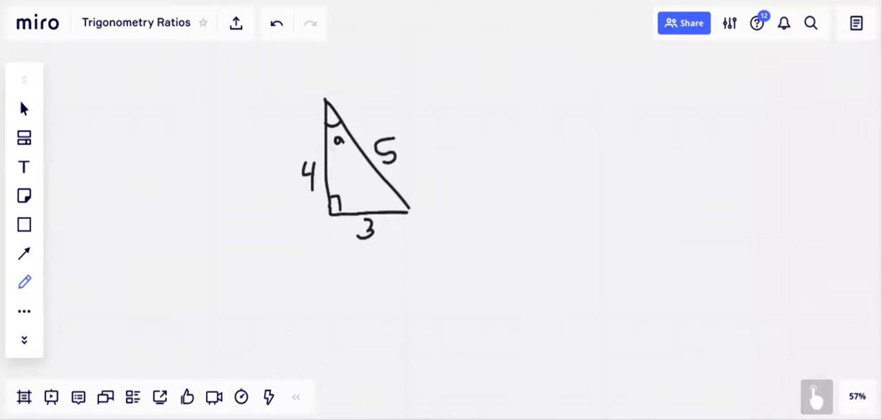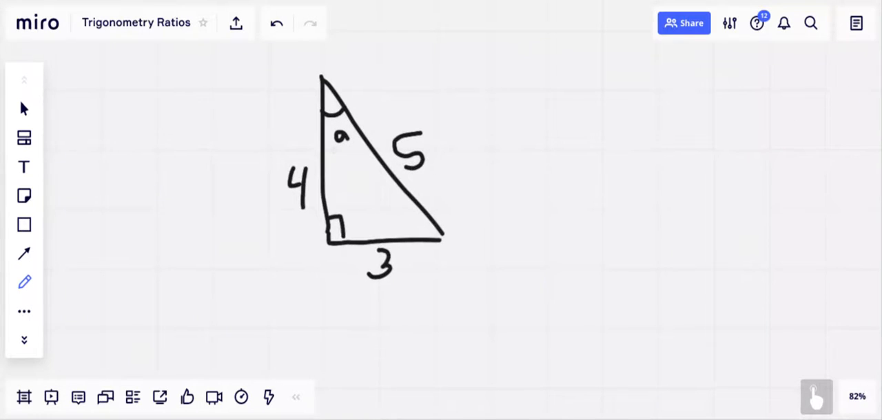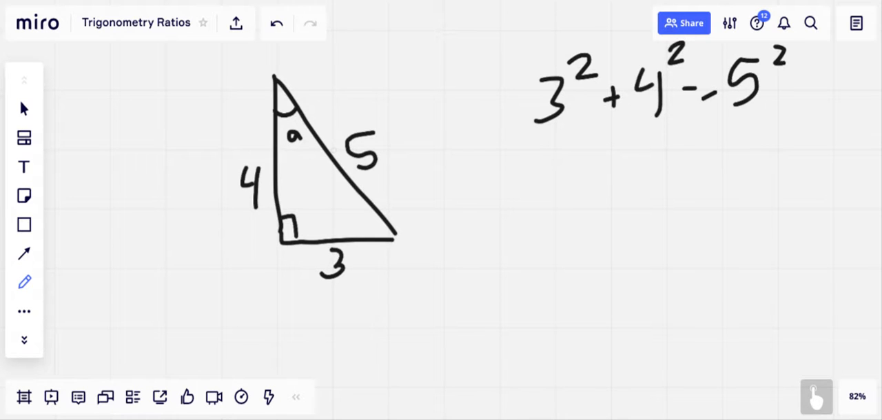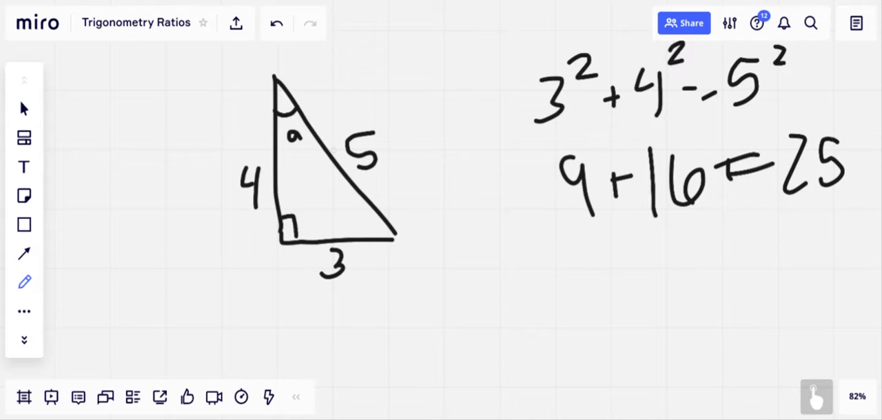We can check to make sure that this is a right angle triangle using the Pythagorean Theorem, which is a squared plus b squared equals c squared. So 3 squared plus 4 squared equals 5 squared. If this equation is true, then this is a correct right angle triangle. So 9 plus 16 equals 25, and 25 is equal to 25. So this is true, and this is a 3, 4, 5 triangle.